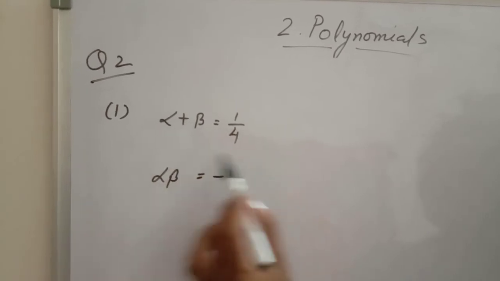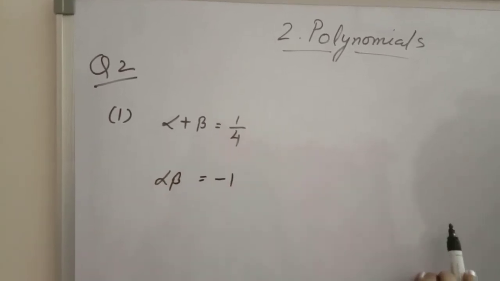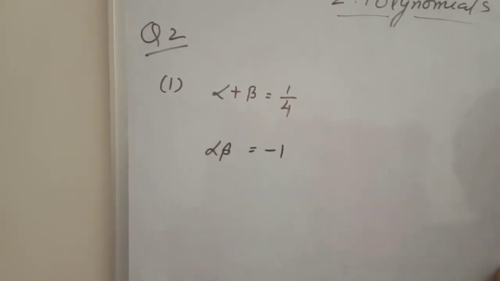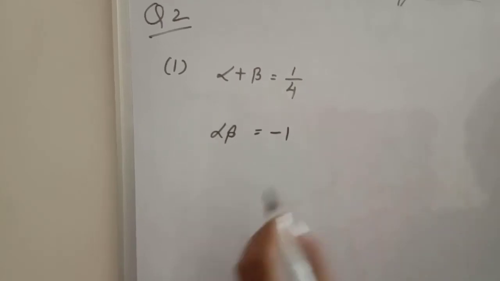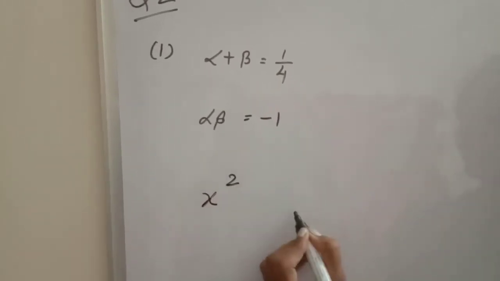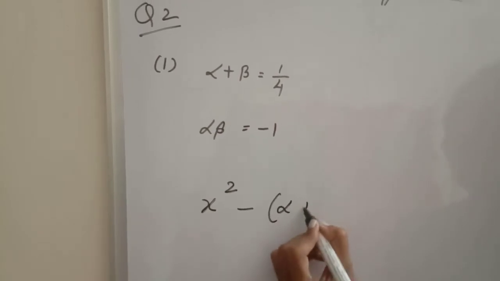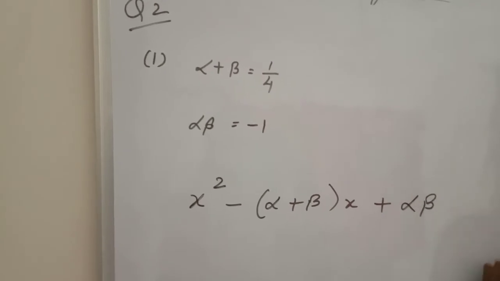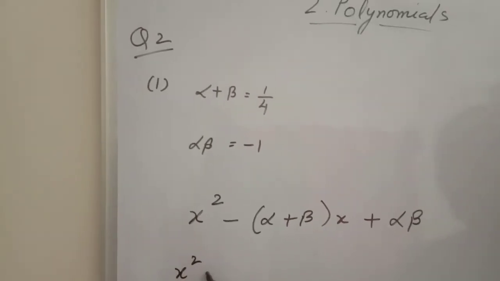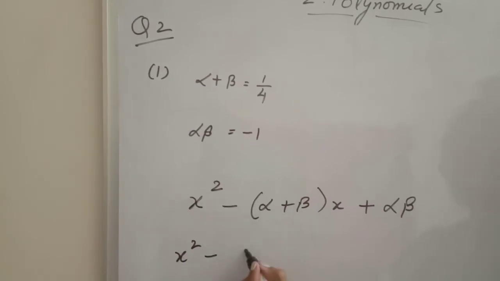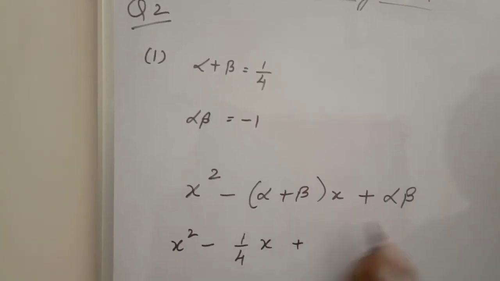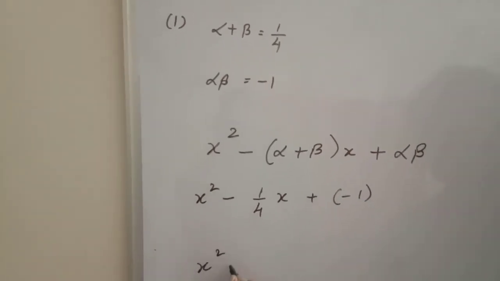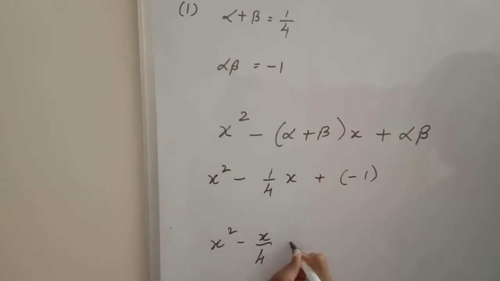Here alpha plus beta, that is the sum of zeros, is 1 by 4. And the product of zeros, that is alpha into beta, is minus 1. And I have to write the quadratic polynomial. So I know that it is x square minus (alpha plus beta) x plus alpha into beta. So x square minus, what is alpha plus beta? 1 by 4. Plus, what is alpha into beta? Minus 1. Now I will solve this. So x square minus x by 4 minus 1.